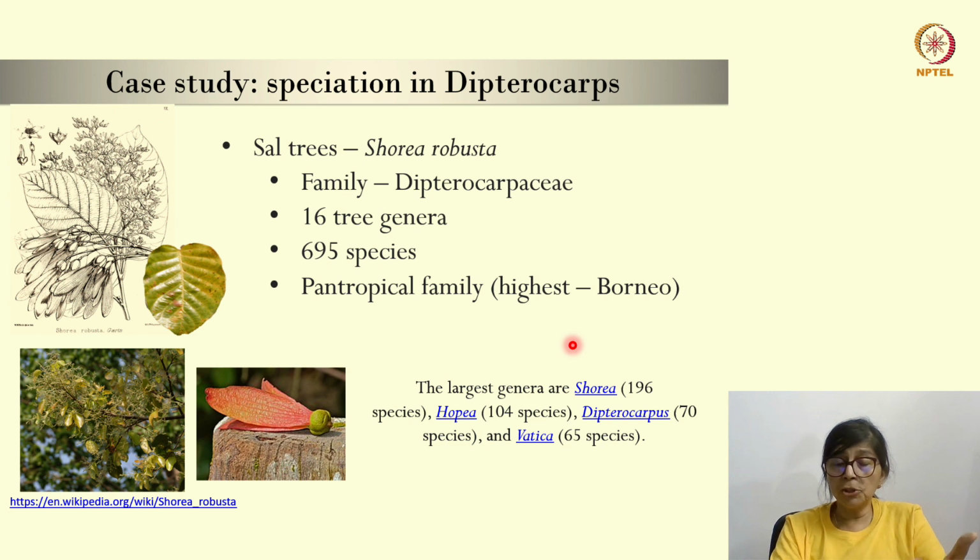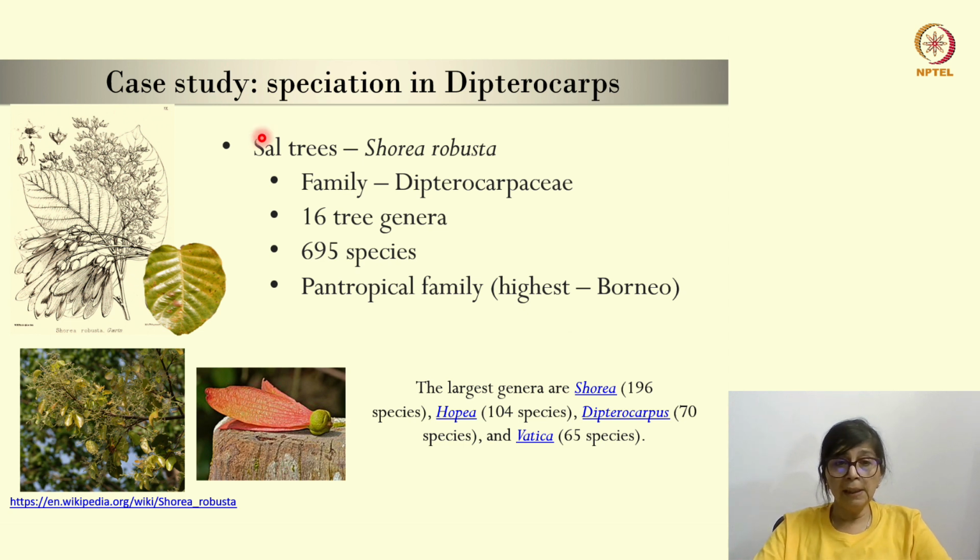You can see Shorea robusta was named after John Shore, who was from the East India Company, and was doing floristic surveys during that time, found this species, and it was named after him. But once we started discovering more and more species, now we know that Shorea is represented by 196 species across the world, whereas some other dominant genera are Hopea, Dipterocarpus, as well as Vatica. All these genera are represented in the tropical forests of India.